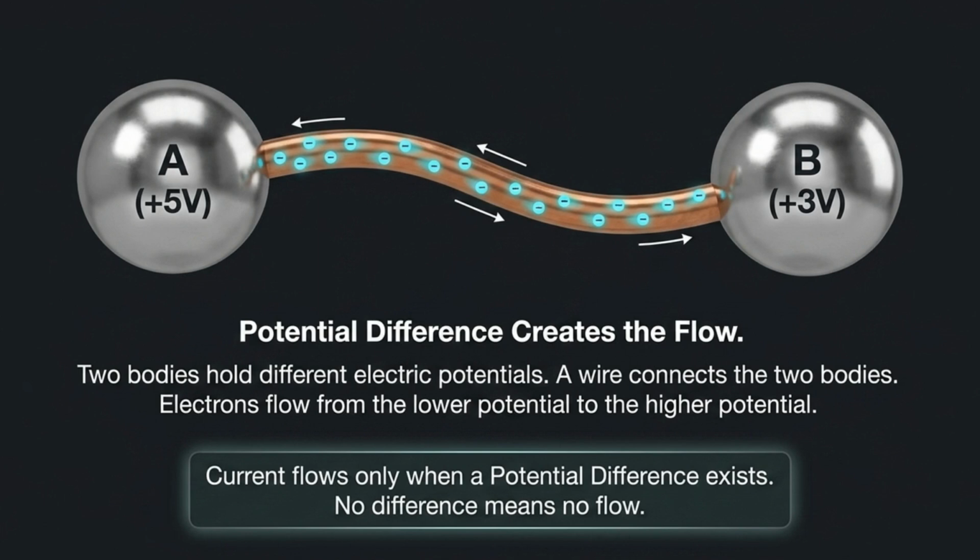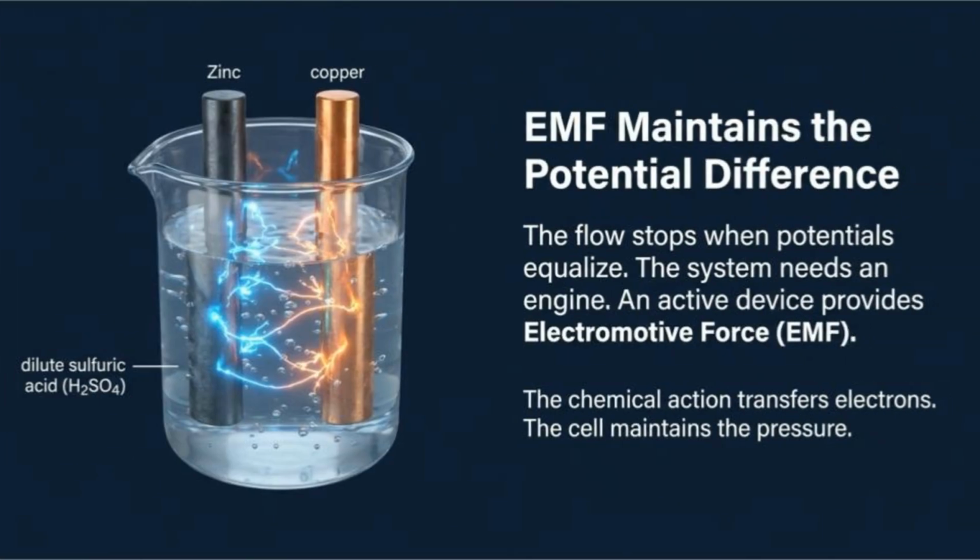When 2 bodies have different electric potentials and a wire connects them, electrons flow from the lower potential to the higher potential. Current only flows when this difference exists. The flow stops when potentials equalize.